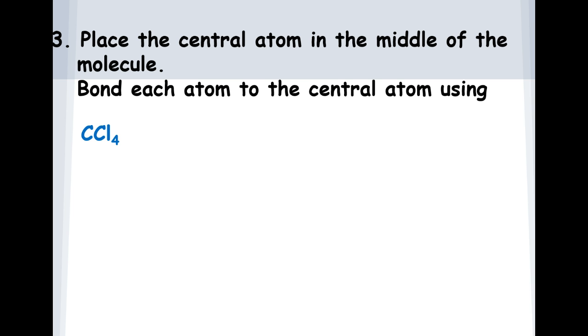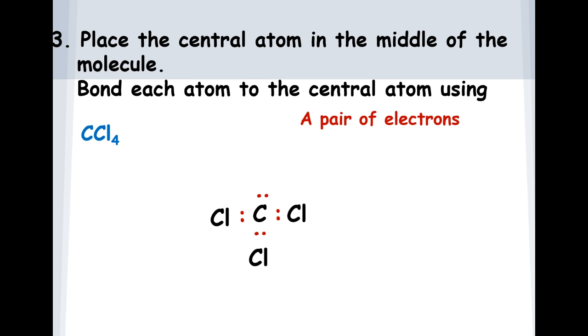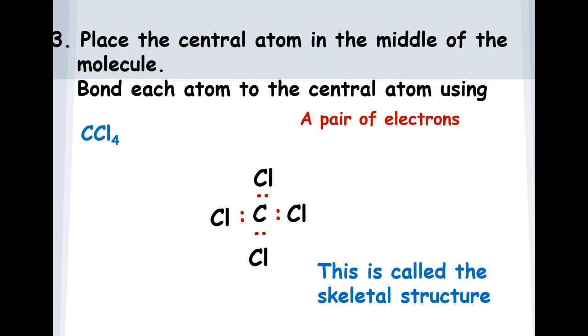Our third step is to write what is called the skeletal structure. So we are going to place the carbon, our center atom, in the center, and then we're going to bond each one of the chlorines to that center atom with a pair of electrons. So let's do that. We have carbon, and to the carbon we're going to bond each one of those chlorines with a pair of electrons. So this is what is called our skeletal structure.